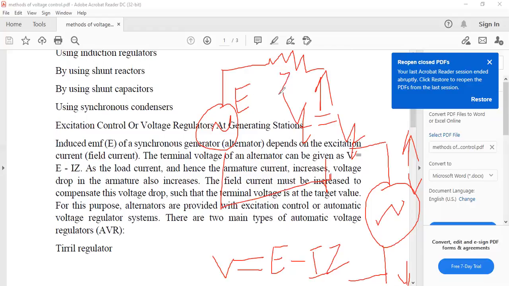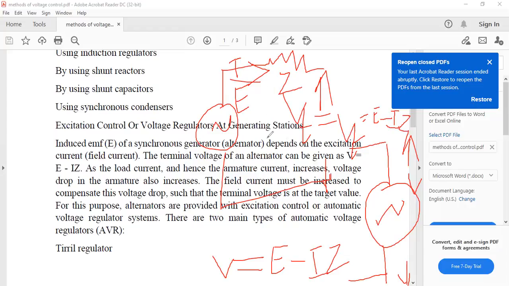So here there will be some impedance. So the current flowing in this circuit, let it be I. Therefore, VT is equal to E minus the induced EMF. Whatever the EMF available here, E minus I into Z.